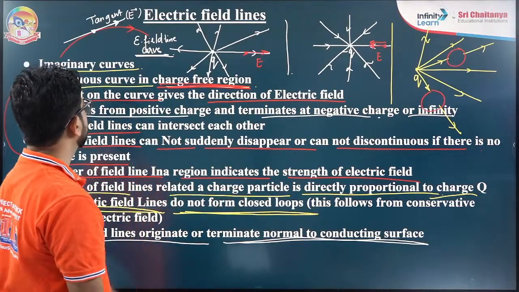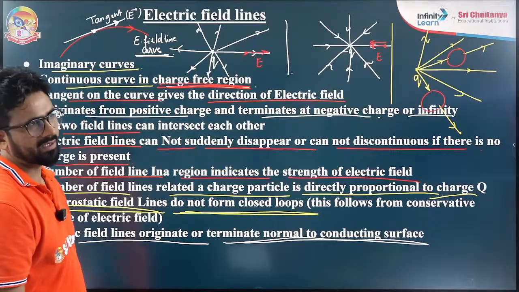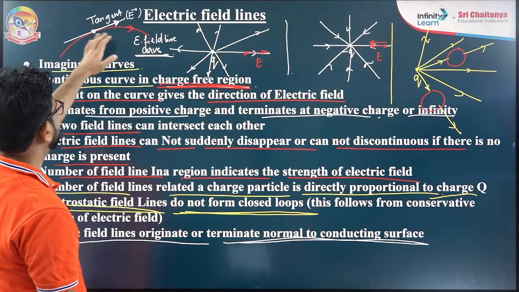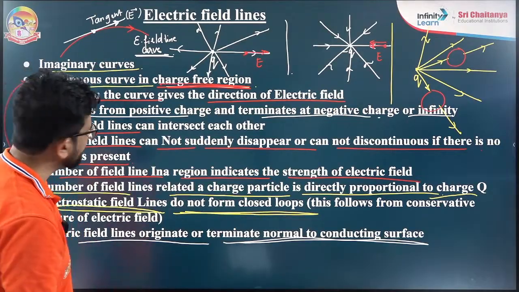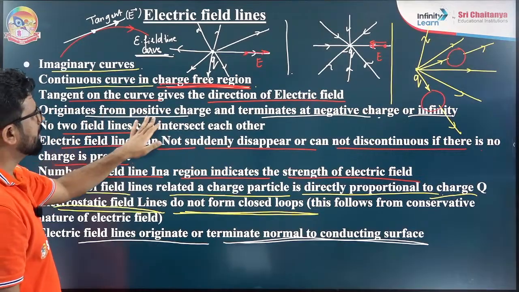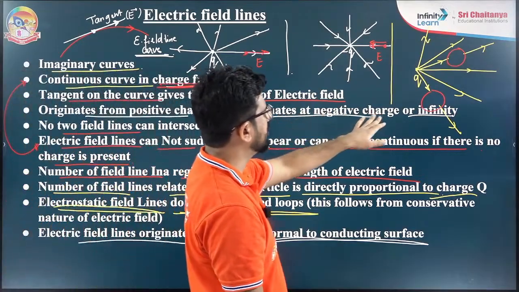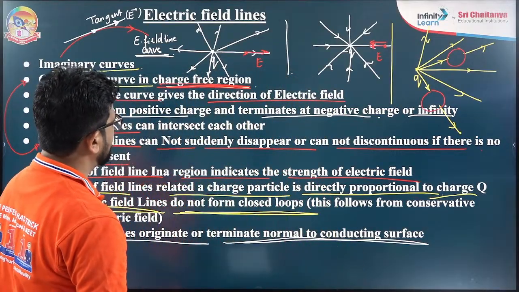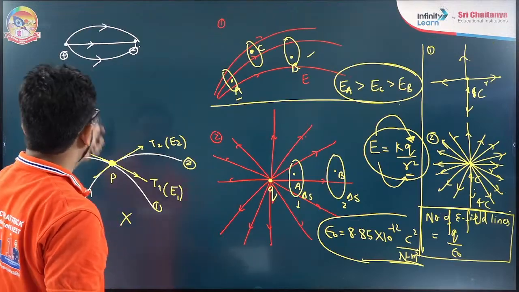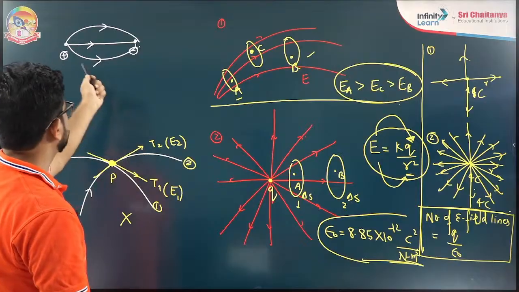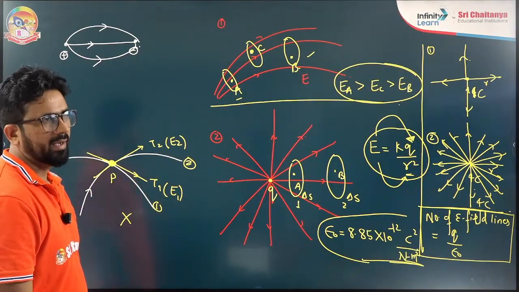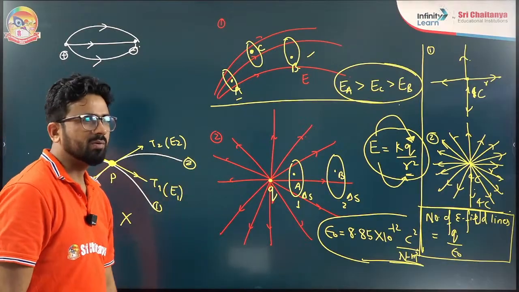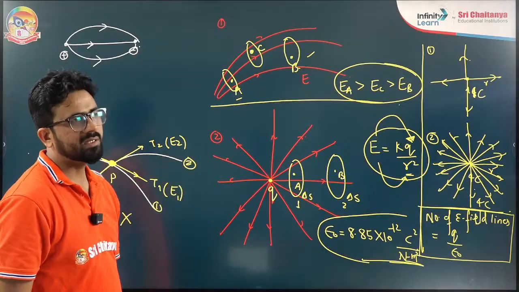Tangent on the curve: if you see, this is one electric field line curve. If you draw the tangent, that is nothing else but the direction of the electric field. We have seen that field lines originate from a positive charge and terminate at a negative charge or at infinity. We have drawn it in the next slide. This is the positive charge and this is the negative charge. So the lines start from the positive charge and terminate on the negative charge. You have to understand that clearly. Or they go to infinity if no charges are present, but they cannot be discontinued anywhere.